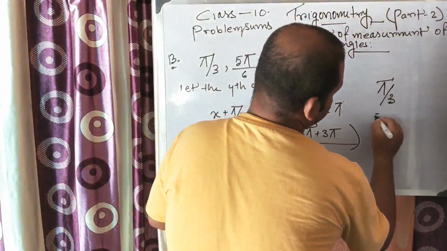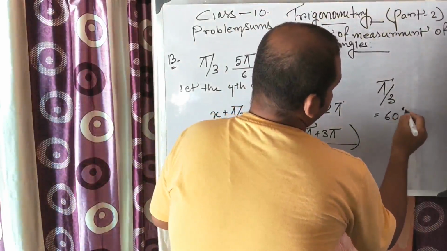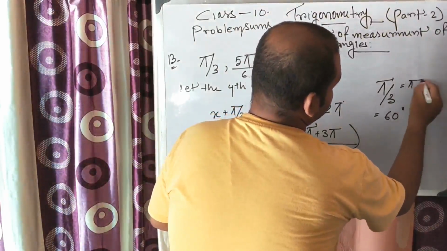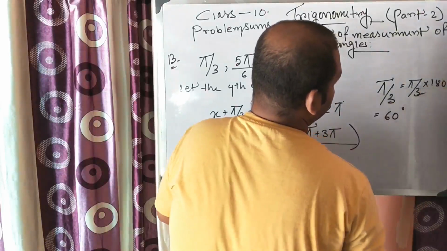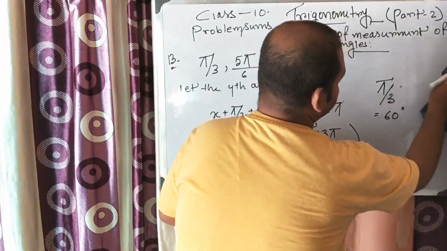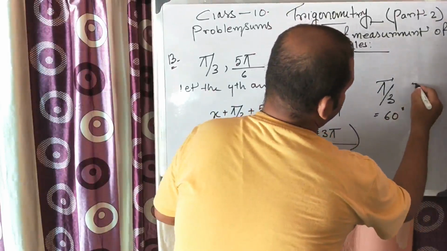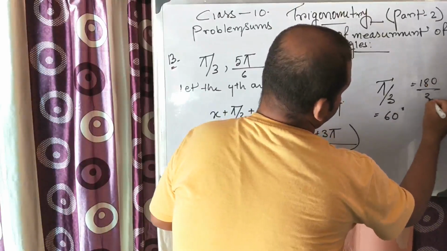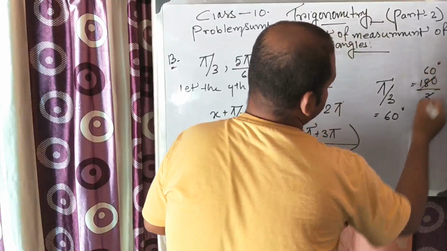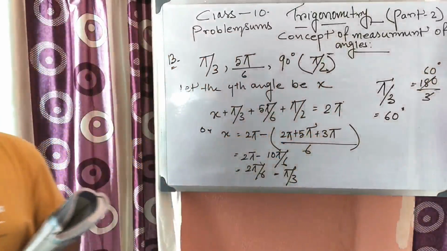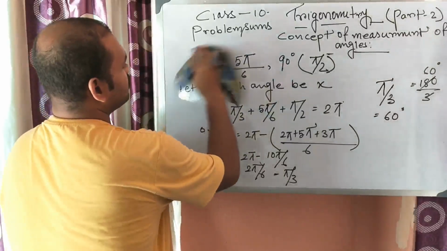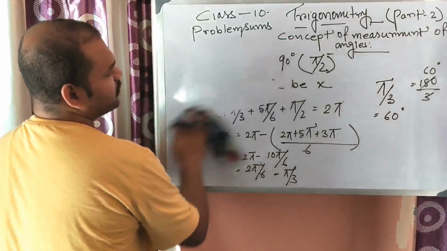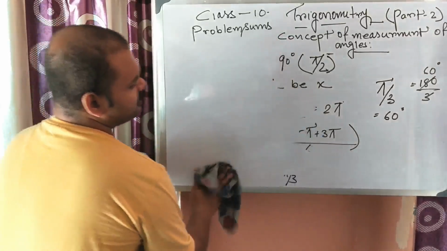Pi by 3 is equals to 60 degree. Why? Because pi by 3 into 180 degree you can write. So, pi is equals to 180. So you can write 180 by 3, that is 60 degree. So that is why it is 60 degree. Okay, next. So for the angles, this is how you need to convert, and all those easy sums are there in this chapter.